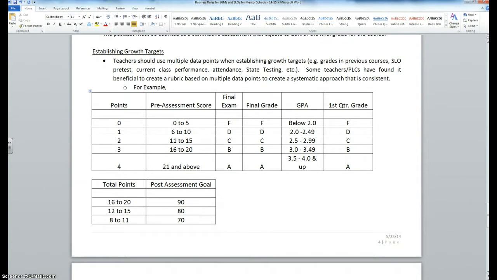because setting the growth targets can be an extremely tricky thing to do. So we've laid out 3 different scenarios, or at least 2 different scenarios for possible ideas for establishing your growth targets.